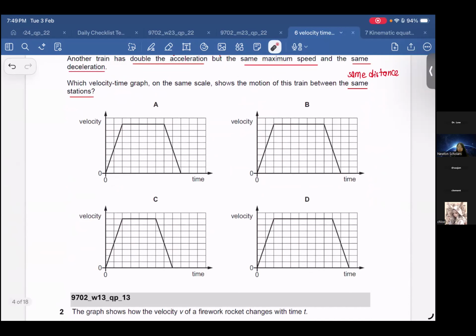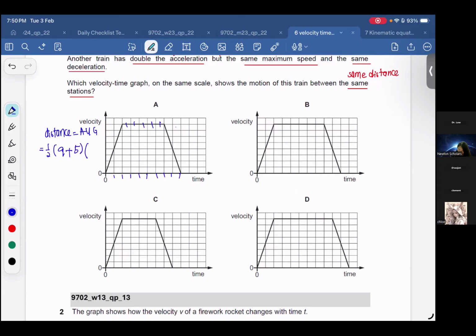Then the only thing that we can solve is the distance. For this one, distance is actually the area under the graph, am I right? So here, we can use the trapezium from your mathematics. So I'm counting 1, 2, 3, 4, 5, 6, 7, 8, 9. So this is 9 plus 5, times the height, 8, times a half. So for the first one, the answer is 56 meter.